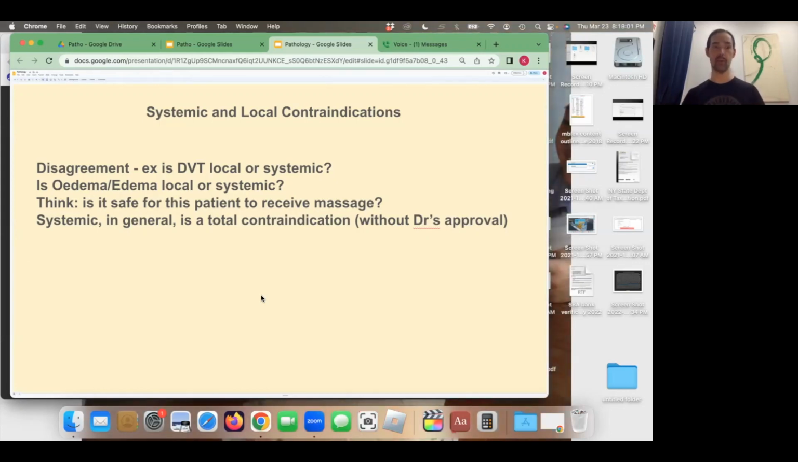So the doctor would probably say for a deep vein thrombosis that's in the right leg, it's okay for you to work anywhere on the body except the right leg. And then you don't work on the right side from the groin down, for example, because that's where the leg starts in the hip joint. So you don't work from the hip down.